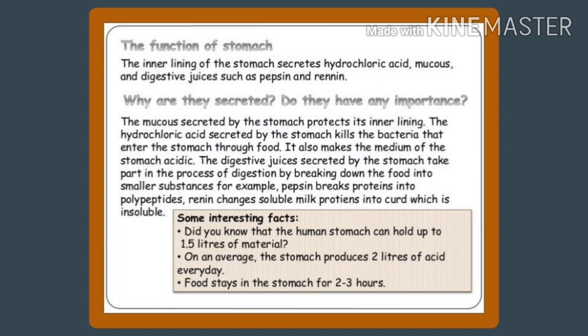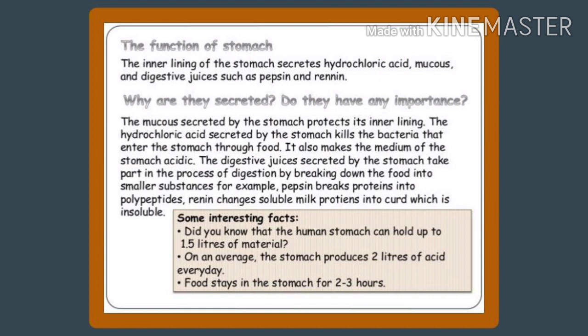Now some interesting facts. The human stomach can hold up to 1.5 liters of material. It's that large. Now, on an average, the stomach produces 2 liters of acid every day. Think about that. Okay, and last one, food stays in the stomach for about 2 to 3 hours before moving on to the next parts of your alimentary canal.